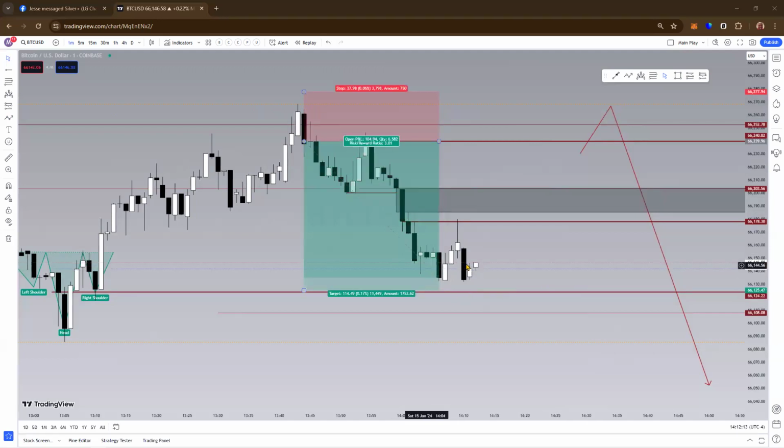And this is where the market teases you. It's like, okay, like doesn't want to break below support, but we're still in a downtrend, so it'll continue to go up and down.